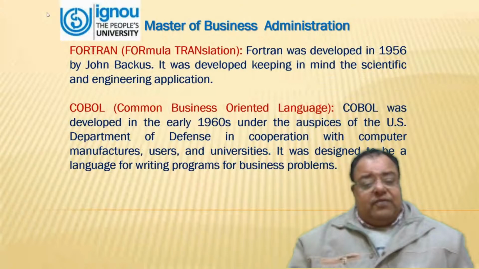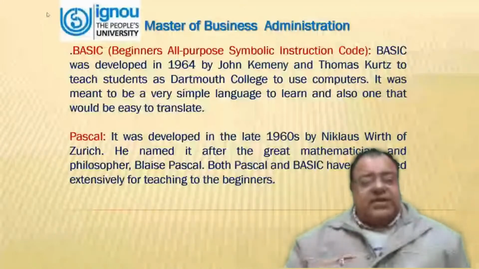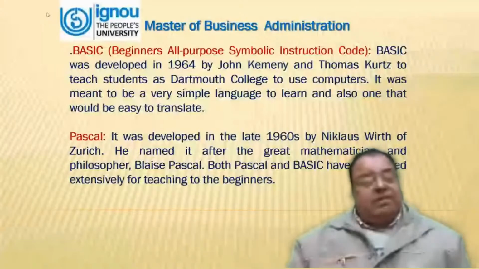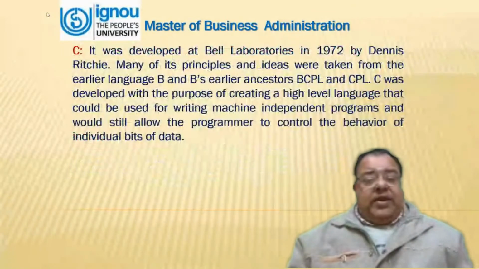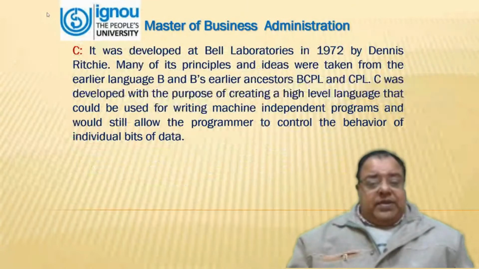BASIC, that is Beginner's All-purpose Symbolic Instruction Code. It was developed in 1964 by John Kemeny and Tom Kurtz to teach students at Dartmouth College to use computers. It was for beginners. C. It was developed at Bell Laboratories in 1972 by Dennis Ritchie.